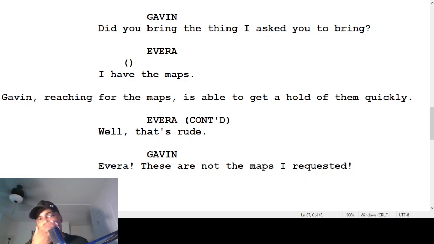Okay, so let's get some emotion here. Did you bring the thing I asked you to bring? Okay, there's a motion, there's a parenthetical, I have the maps. Gavin reaching for the maps is able to get a hold of them quickly. Well, that's rude. Continuing, right? Vera, these are not the maps I requested.